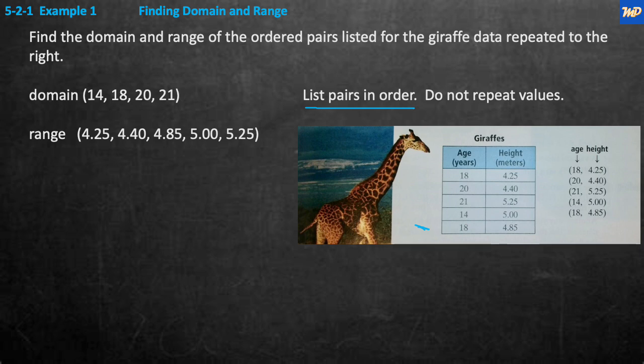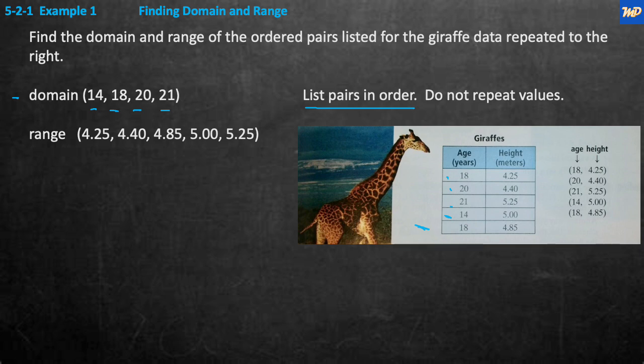Okay, list them in order. So here for the domain, I'm going to look at the first. The domain is the x input, the input, correct? So we have 14, 18, 20, and 21. We have two 18s, and we have a 20, 21, and a 14. So if we don't duplicate the 18s, we start off with a 14, which is the lowest number here, and then we have the 18 and 20 and 21. So we've put them in order, okay?